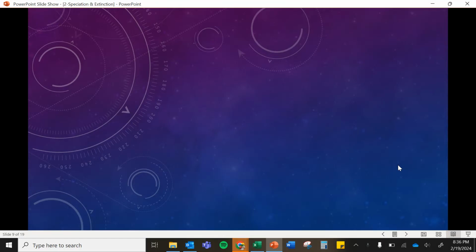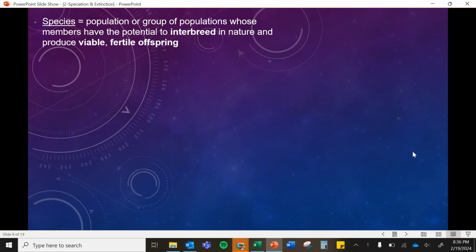Okay, now that we've looked at an example of speciation, we need to define what a species is. A species is a population or group of populations whose members have the potential to interbreed in nature and produce viable, fertile offspring. The big thing here is that they are able to reproduce, and those offspring are fertile, meaning their offspring are able to reproduce. So they are reproductively compatible.